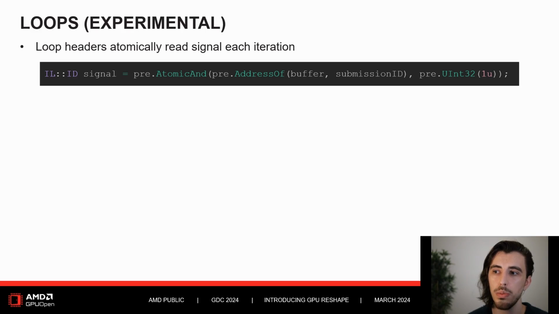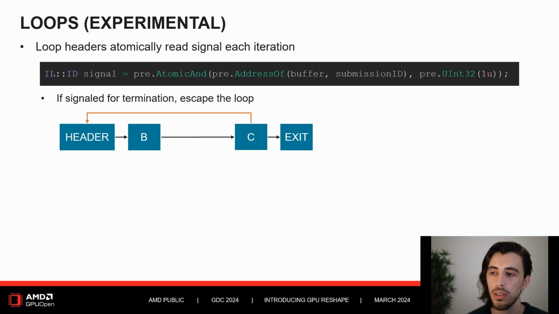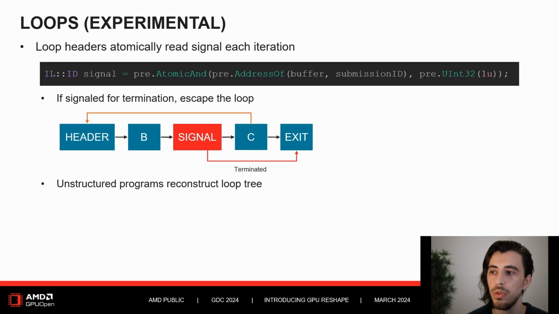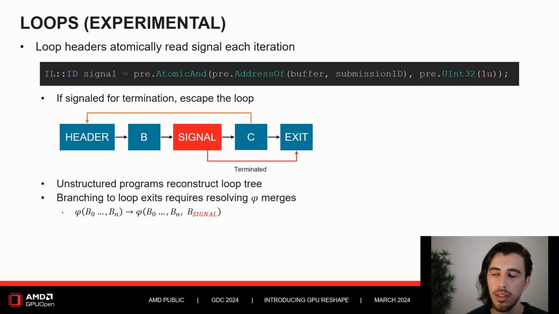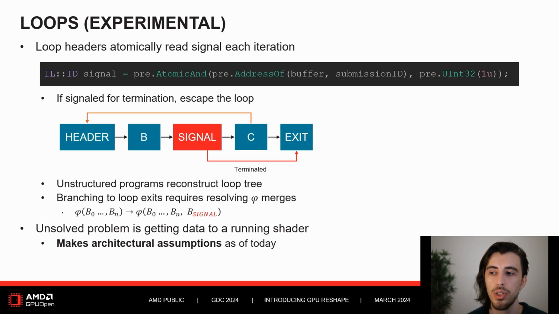GPU side, each loop header, that is the entry point, is modified to atomically read a signal each iteration. If the signal is set, we escape the loop. For unstructured programs, we need to reconstruct the loop trees, which is a one-liner. Additionally, things get a little bit complicated regarding these phi instructions since there is now an additional way to escape the loop, but this is a solvable problem. All of this is functional as of today.